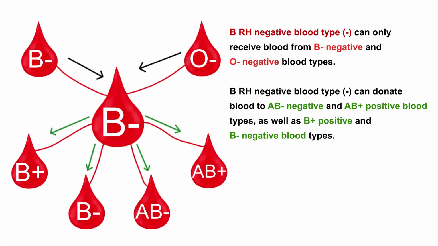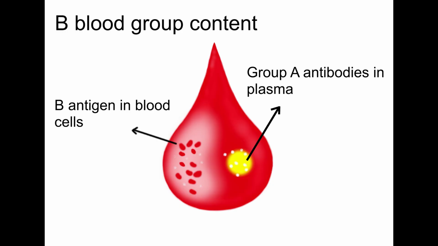B Rh negative blood can only receive blood from B negative and O negative blood types. B Rh negative blood can donate blood to AB negative and AB positive blood, and B positive and B negative blood types. B blood type cells contain the B antigen. Its plasma contains A antibodies.